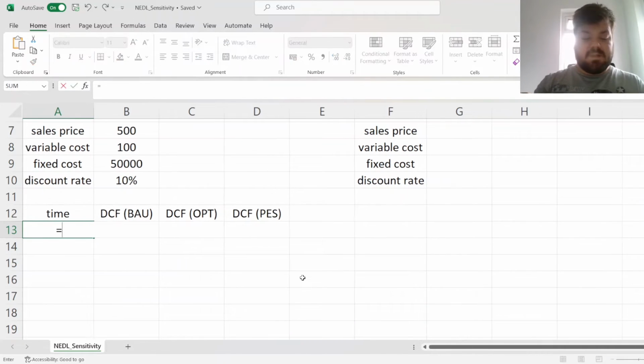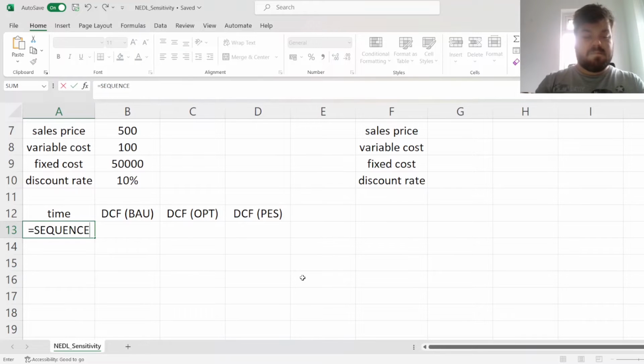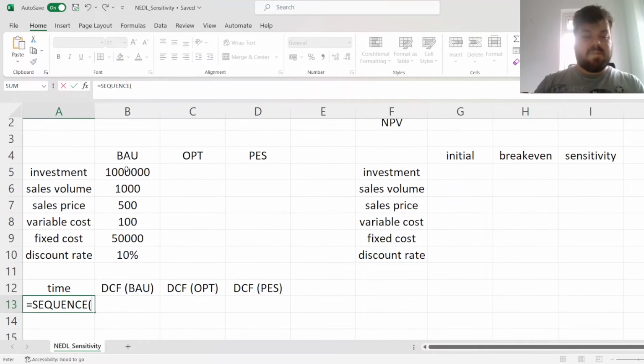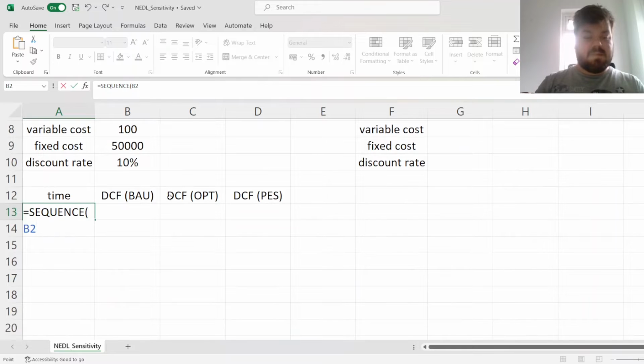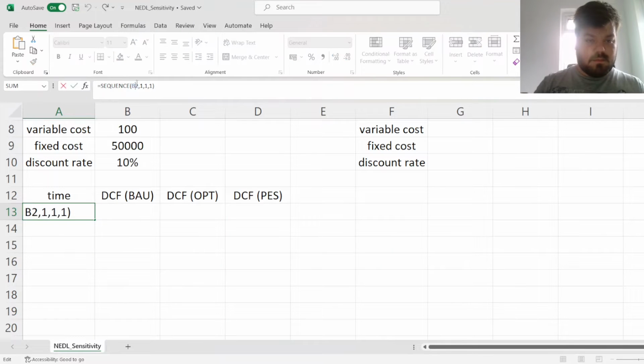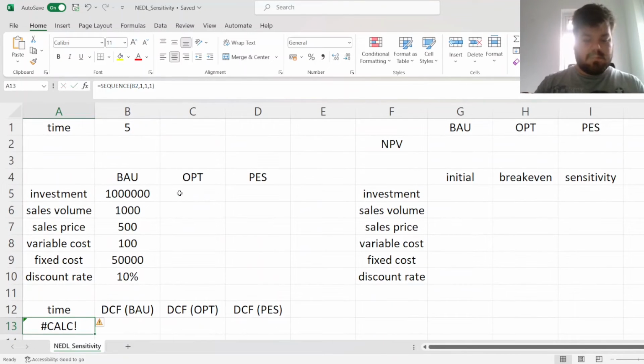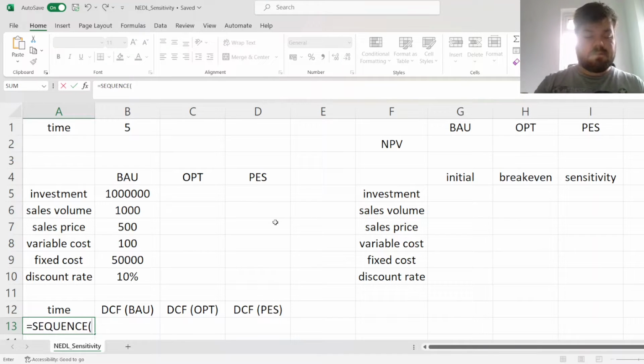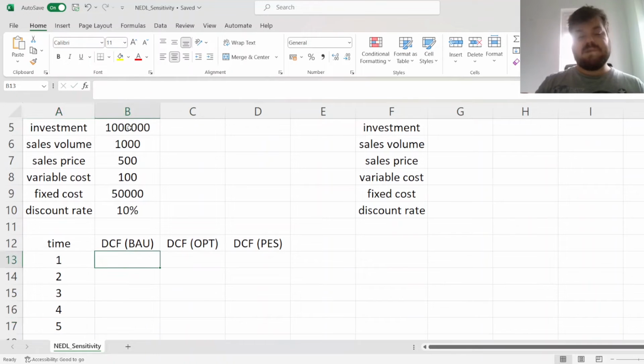First of all, for the time, let's use the sequence function. We'll use 5 rows, referring to time here, 1 column, start at the first year and go 1 year at a time. That generates a sequence of our years for our discounted cash flow schedule.